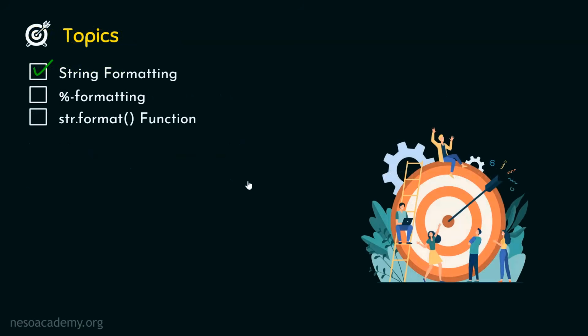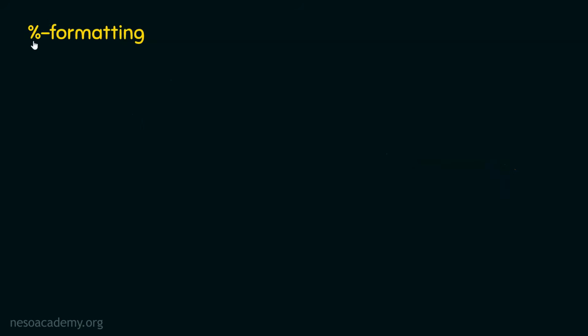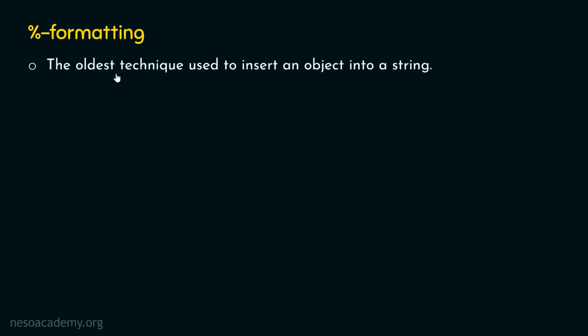Let's now understand what is percentage formatting. Percentage formatting is one such technique which we can use to format a string. It is one of the oldest techniques used to insert an object into a string. So with this technique, we can insert an object into a string, which means we can do string interpolation. Or in other words, we can say that we can do string formatting.